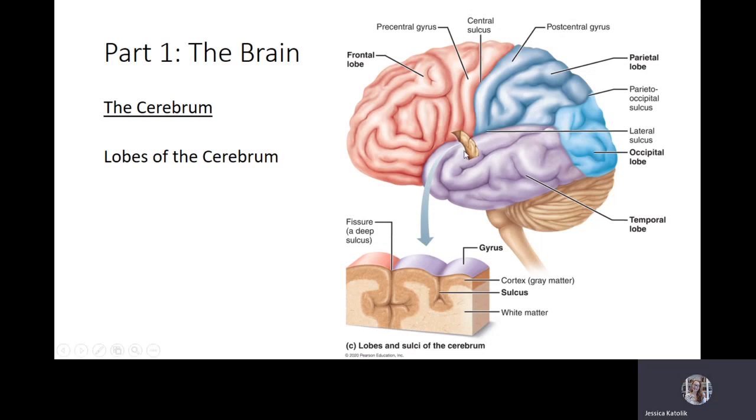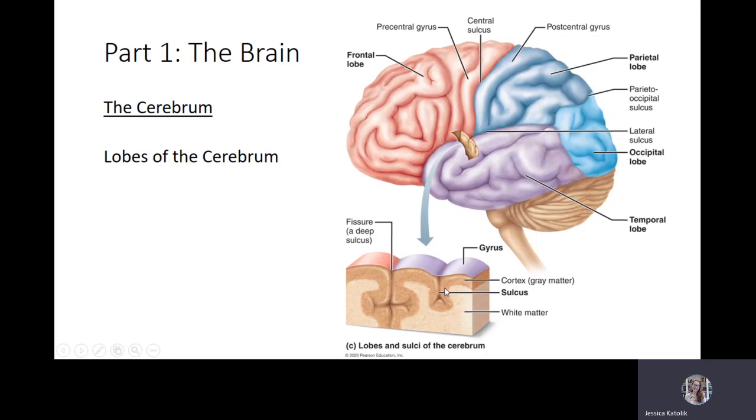Here, what we have done is we've taken a small section of the brain and removed it. And what you're seeing here is the gray matter and the white matter. In the brain, the gray matter is going to be superficial, while the white matter is going to be deep. This will be flipped in the spinal cord, as we'll see in our upcoming videos.